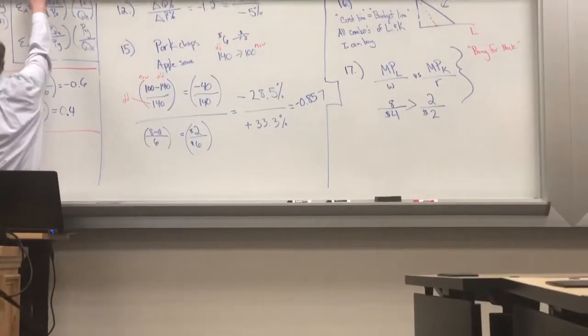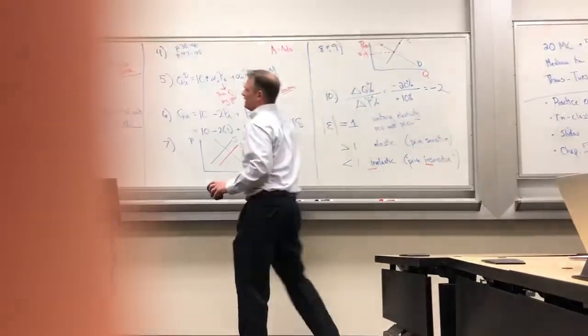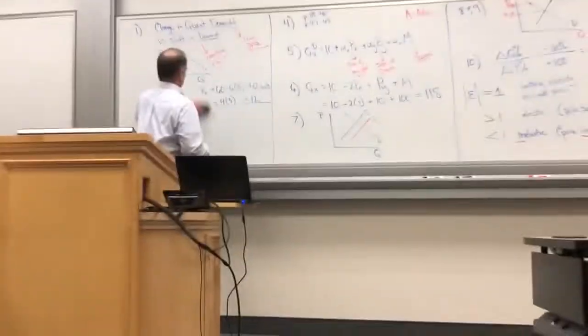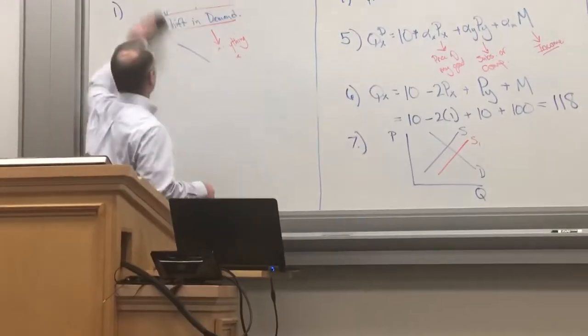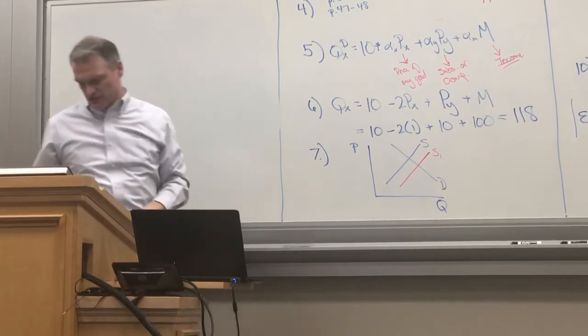That was 17. Okay, 18 and 19. 18's about average product, and what do I do? Capital? Okay, and then 19 does marginal.